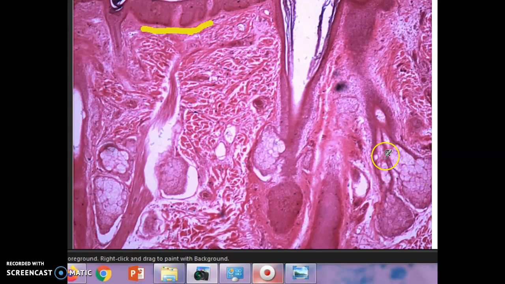Now, sitting on the hair follicle is this gland right here. There's another one attached to this hair follicle. This is probably on a hair follicle that was deeper in. Here's another one. Those are all sebaceous glands. They produce sebum. And that's oil that helps lubricate your skin.